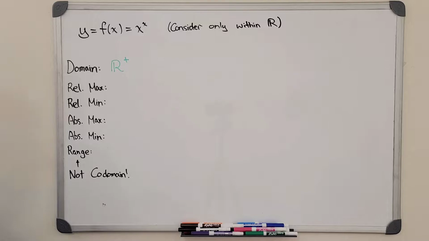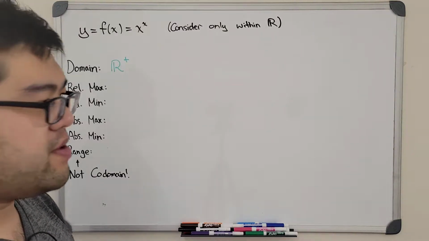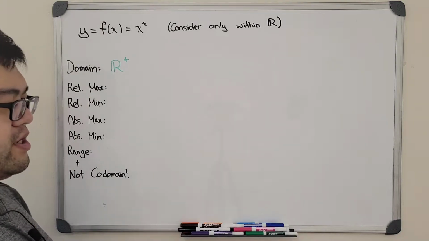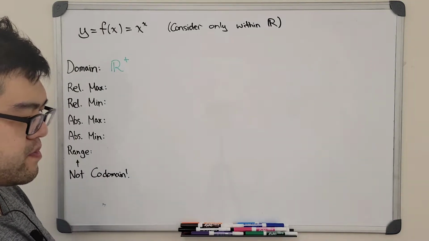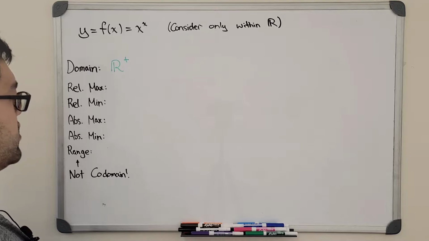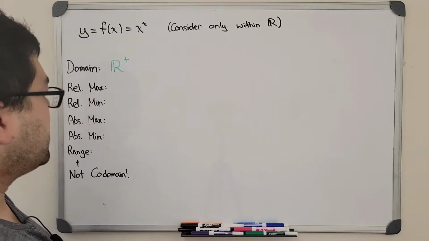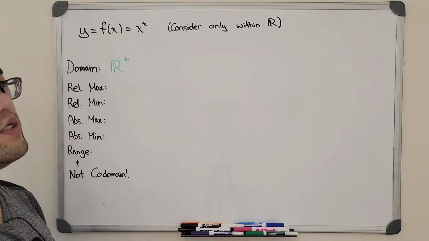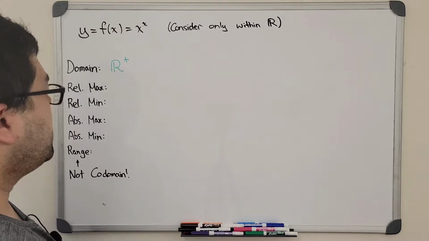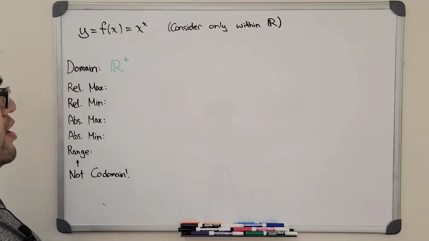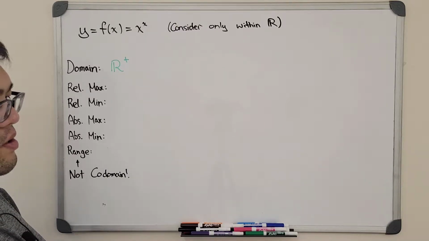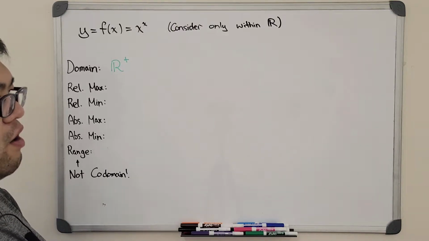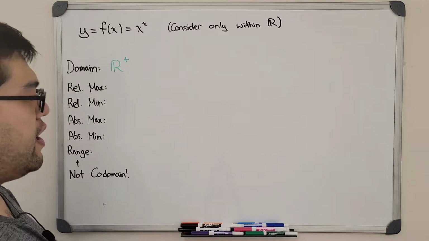So how are we supposed to find the relative maximum and relative minimum, also known as the relative extrema? Some people simply call it the local extrema, because again, we're looking at the local parts of the graph instead of the whole graph.